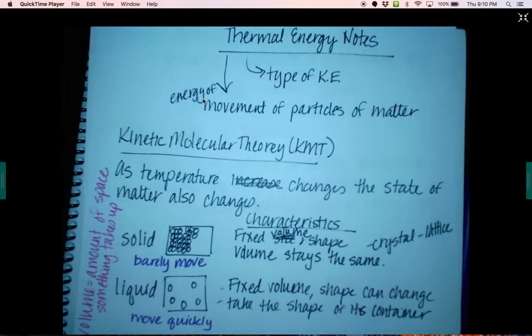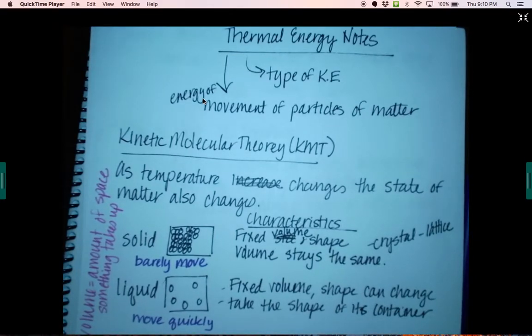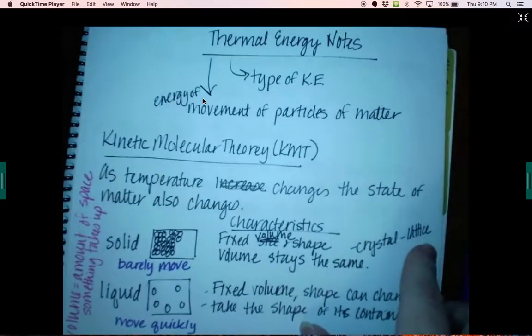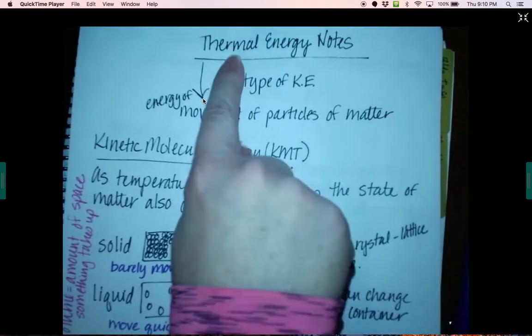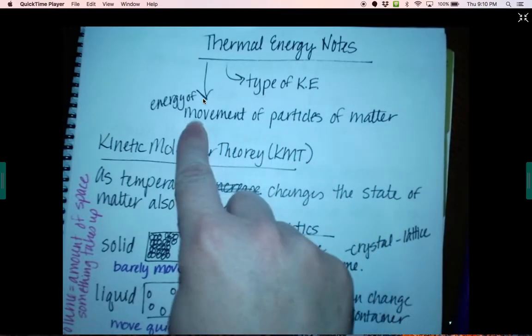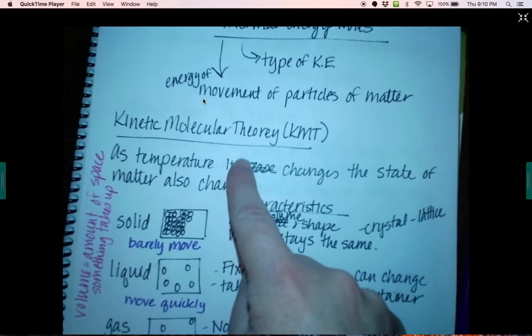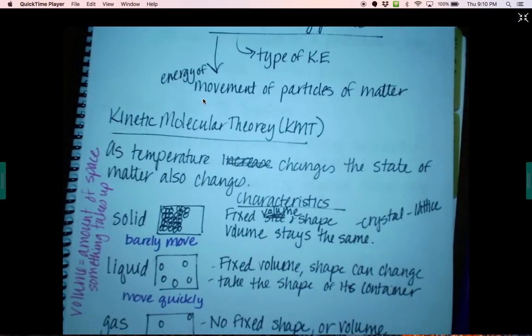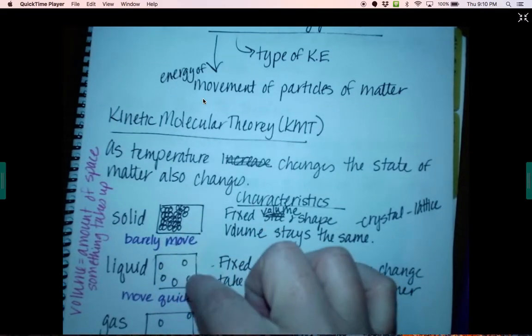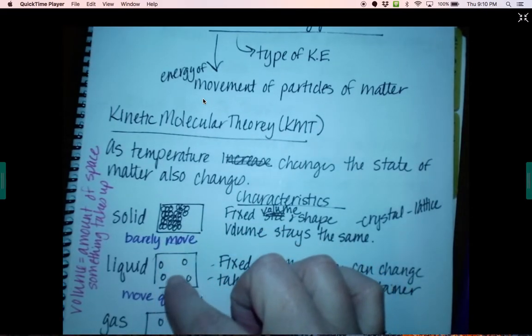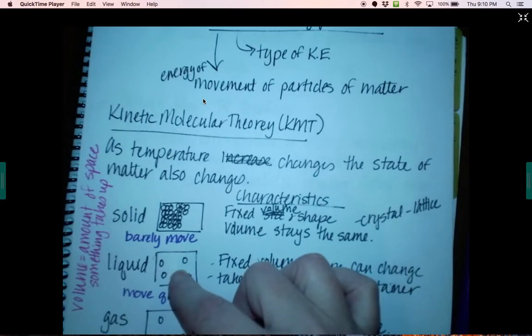All right, so what we got here, these were the notes that we took Thursday in class. So, thermal energy, a type of kinetic energy, is the energy of movement of particles of matter. And we started off talking about the kinetic molecular theory. Basically what this is saying is as the temperature changes, the state of matter also changes. The states of matter are dependent on the amount of energy in these particles or atoms.